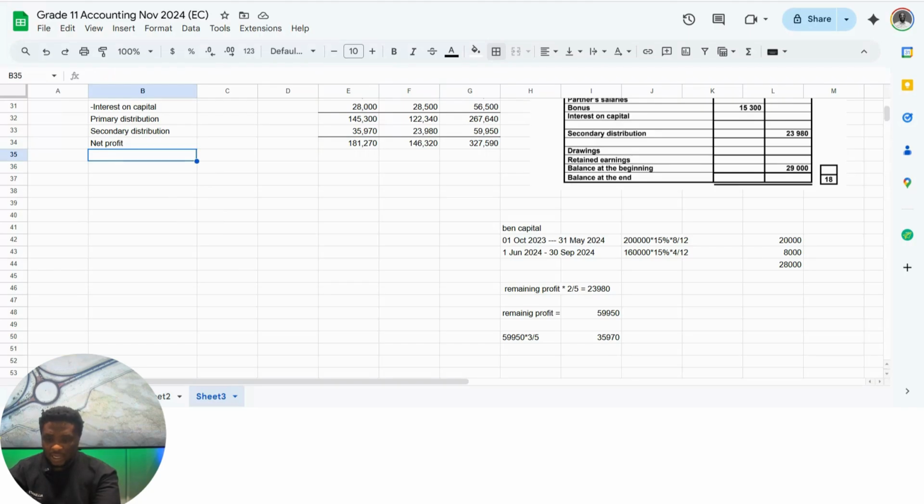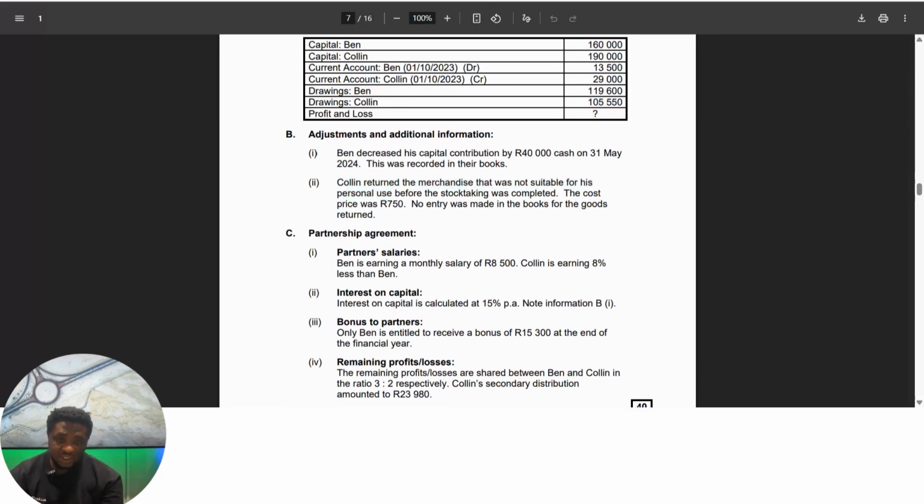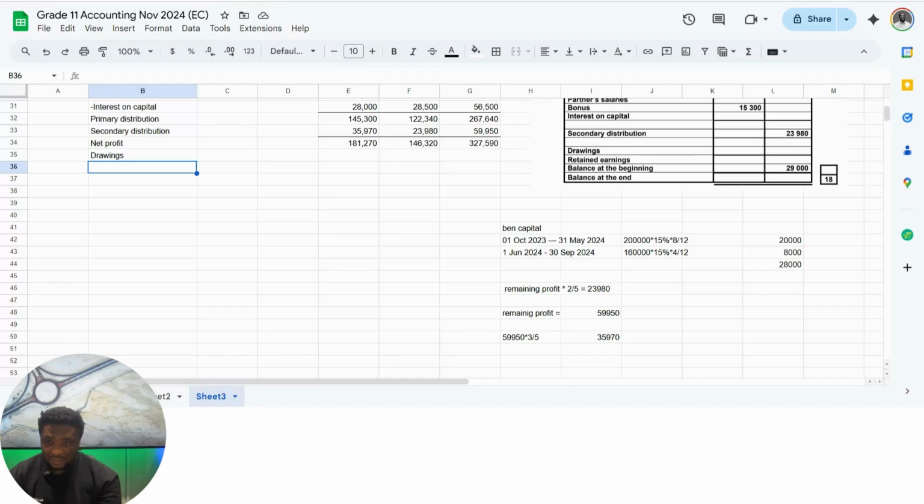And then after that, we're going to have drawings. Okay, now when it comes to the drawings, we have to be very careful when we're dealing with the drawings relating specifically to Colleen, because there was information touching directly on those drawings, because we know there was something there. But when it comes to the drawings of Ben, it's pretty straightforward, 119,600. And then just remember that these drawings need to be negative.